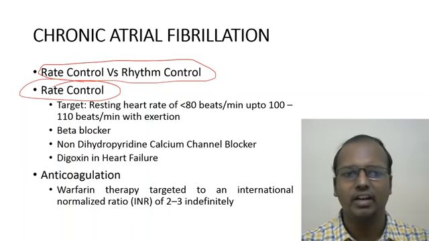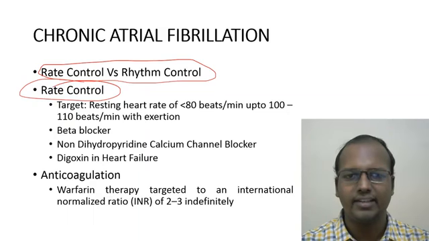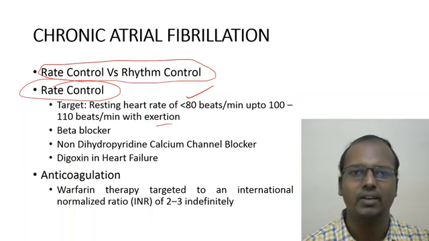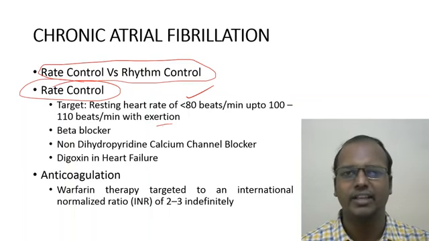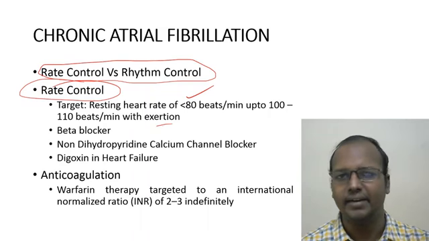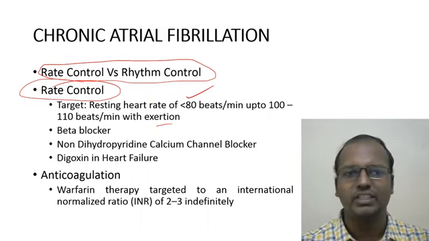Okay. So what is the target heart rate we have to control? Resting heart rate of less than 80 or up to 100 to 110 with exertion. Okay, not with heavy exertion. So like walking, like climbing stairs, then the rate should be less than 110. This is the target. So the first best drug of choice will be your beta blocker.